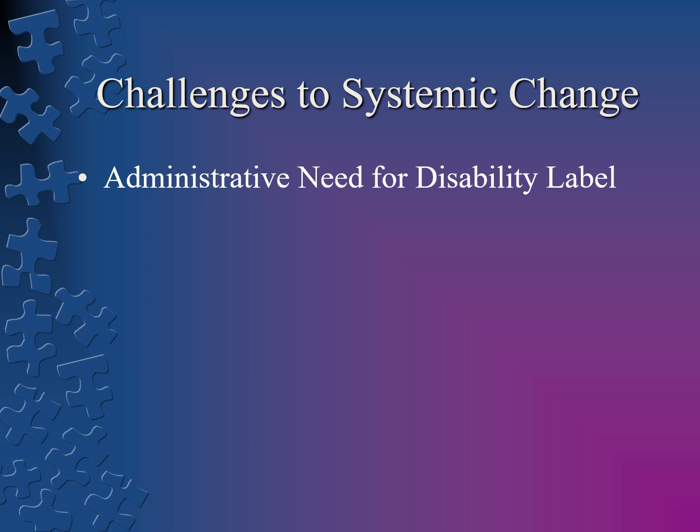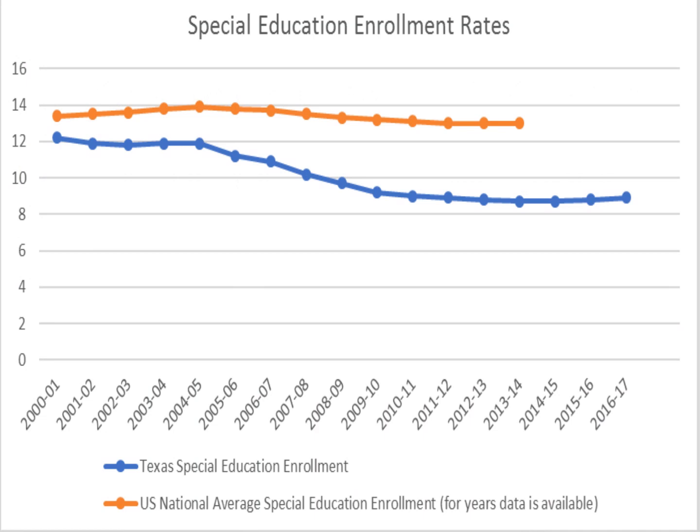Now, there are some formidable obstacles to systemic change, the kind of systemic change that I suggested in this chart, that we have to confront, that I did write about in that Educational Leadership article. One of the biggest challenges is the simple, pragmatic, administrative need for a disability label. This is a chart showing the percentages of how many kids, from year to year, have been enrolled in special education nationally. And then the blue line is how many in Texas. The article this was taken from basically said, we're not finding enough special education students. We're under our quota. We should be finding more kids with special education needs.